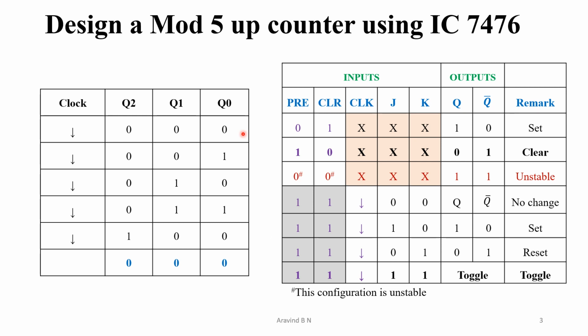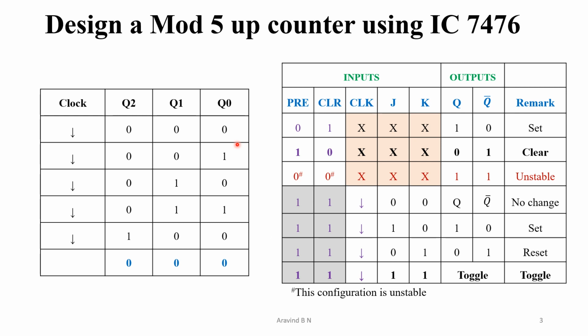With respect to the up counter, the first 5 values are 000, 001, then 010, 011, 100. So these are the first 5 values. After that, automatically it must come back to the value 000, which is the initial value.